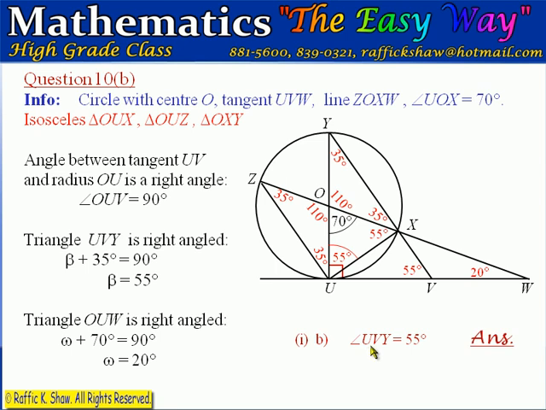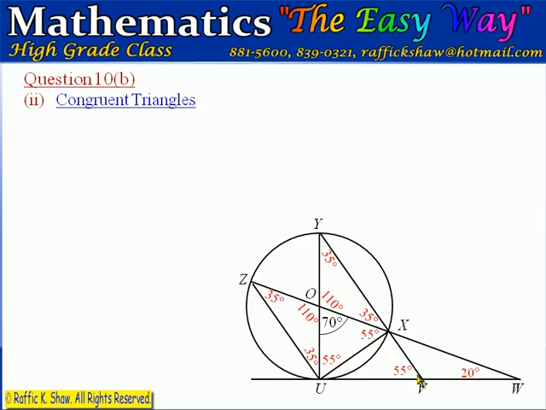We're asked to find angle UVY. Angle UVY, that's this angle here, which I have calculated to be 55 degrees. And we're also asked for angle UWO, that's this angle here, which we have calculated to be 20 degrees. So that's the answer for that part of the question. Let's move down now to the second part of question 10b.